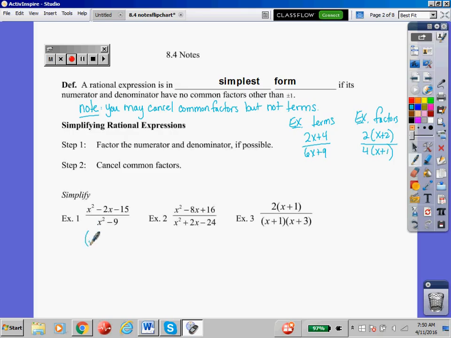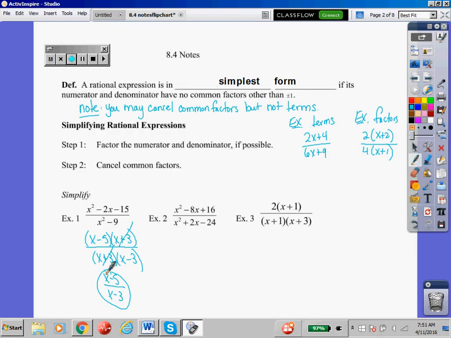All right, in example 1, this factors into x minus 5 times x plus 3. Check your work when you factor. In the denominator, this is a difference of 2 perfect squares. So that factors into x plus 3, x minus 3. Now I have it factored. Factored is multiplication. So I can cancel the x plus 3's, and you get x minus 5 over x minus 3. You cannot cancel the x's because they're terms.